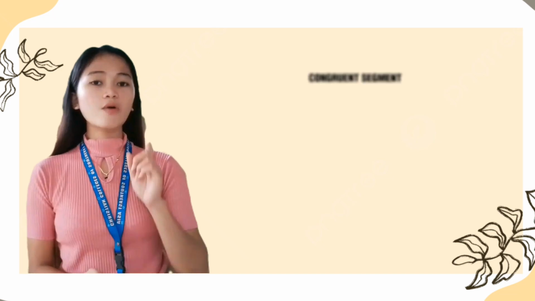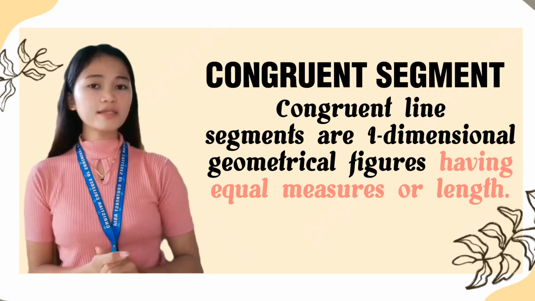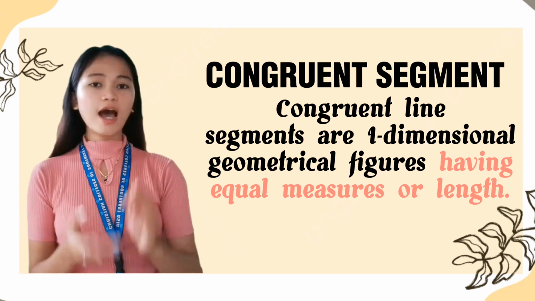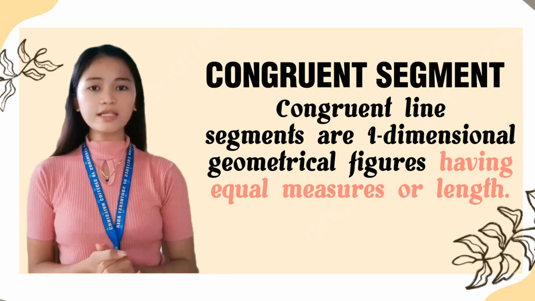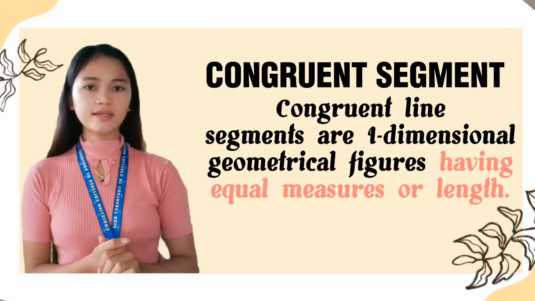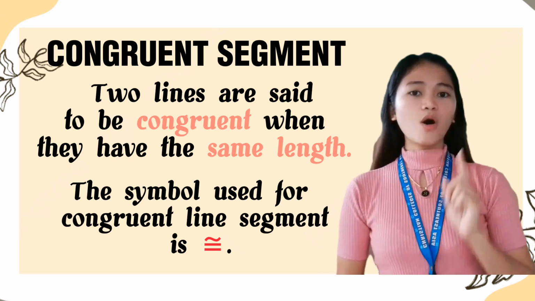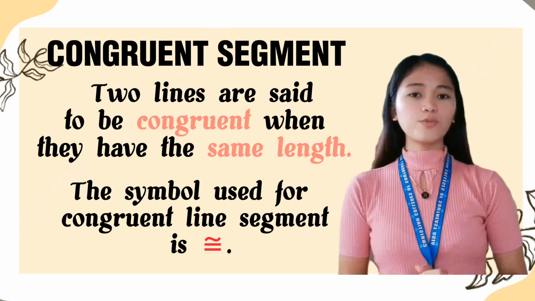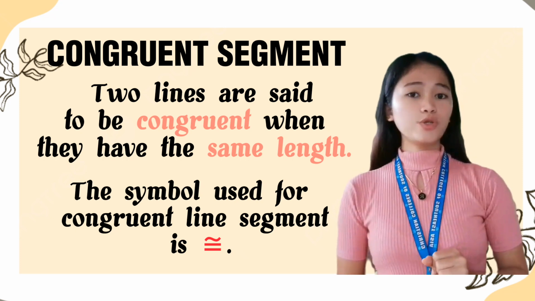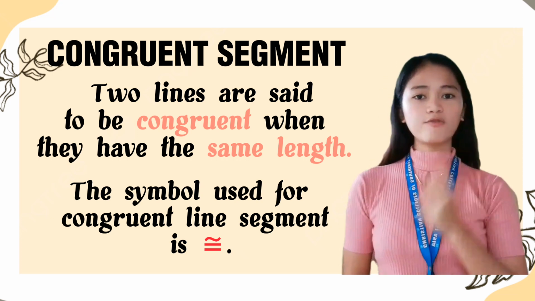Let's talk about congruent segments and congruent angles. What are congruent segments? Congruent line segments are one-dimensional geometrical figures having equal measures or lengths, and the word congruent is defined as the equality between two line segments. Two lines are said to be congruent when they have the same length. On turning, flipping, or rotating, congruent segments still remain congruent. And the symbol used to depict the congruence between line segments is this.